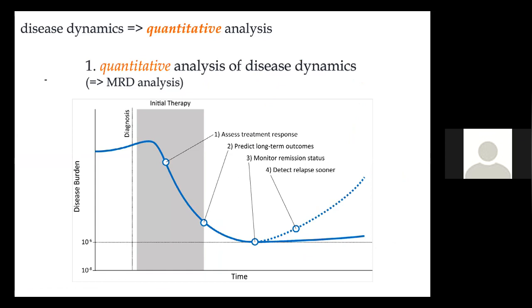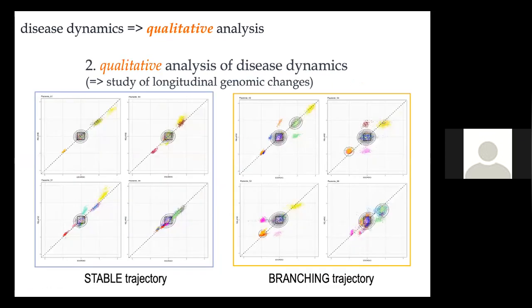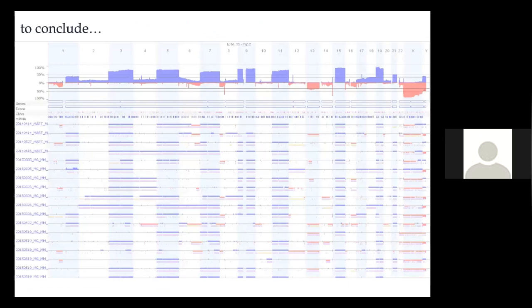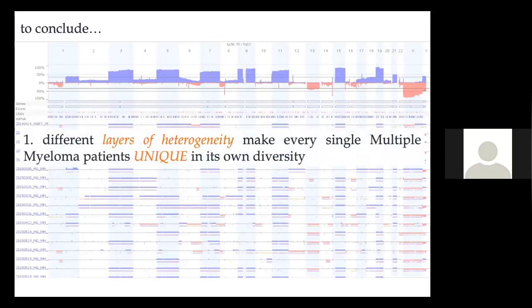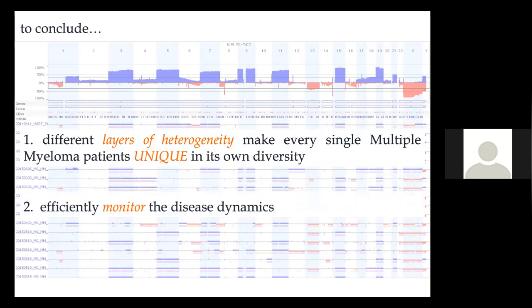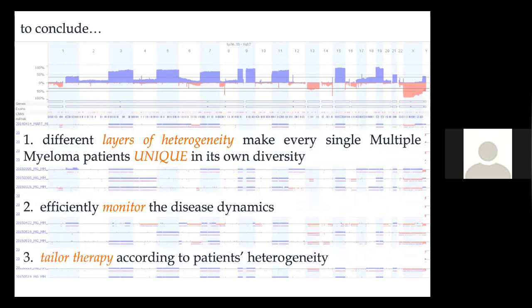This can be accomplished, for instance, by longitudinally monitoring the disease dynamics, analyzing not only tumor burden fluctuation, but also evaluating the qualitative changes that might occur within the clonal landscape. So to conclude, we can say that different layers of heterogeneity make every single multiple myeloma patient unique in their own diversity, that we should efficiently monitor the disease dynamics, and finally be able to tailor therapy according to patients' heterogeneity.